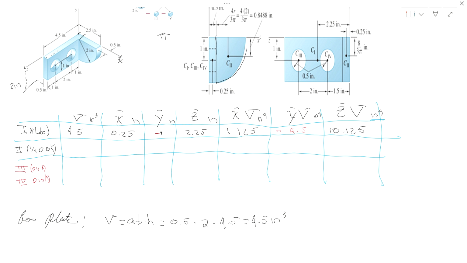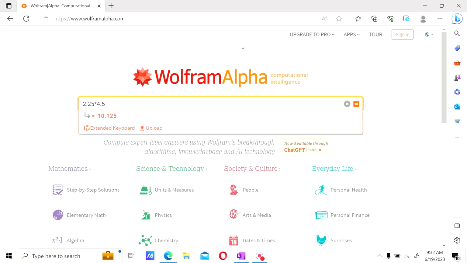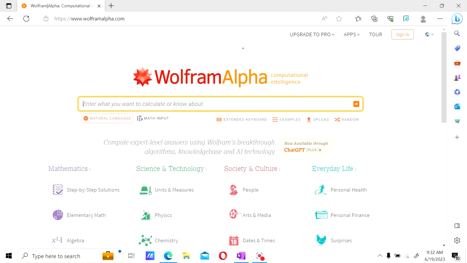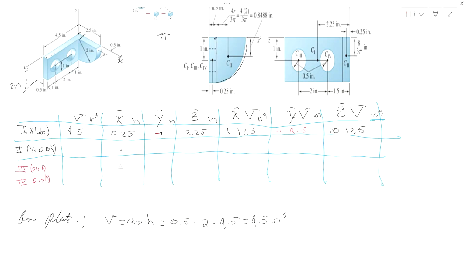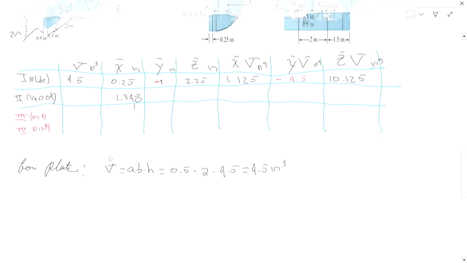So in x, we get a centroid at 0.8488 from the place where our radius starts. Our circle starts right here. To that, we add 0.8488. 0.8488 plus 0.5 is 1.3488. But we actually haven't even done the volume yet. Okay, so let's do the volume. What is the volume of a quarter of a disk?